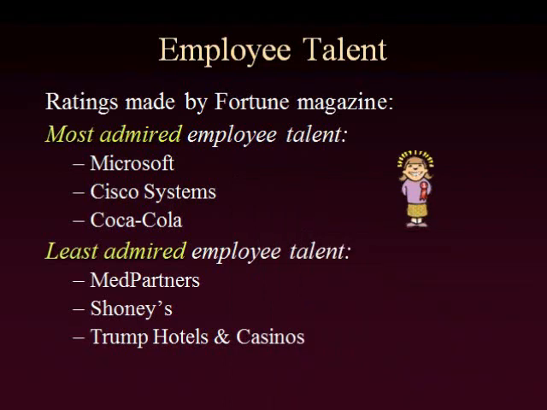Here are some ratings made by Fortune magazine regarding employee talent. Basically, some of the most impressive employees can be found at Microsoft, Cisco Systems, and Coca-Cola. Some of the least admired employee talent can be found at MedPartners, Shoney's, and Trump Hotels and Casinos.